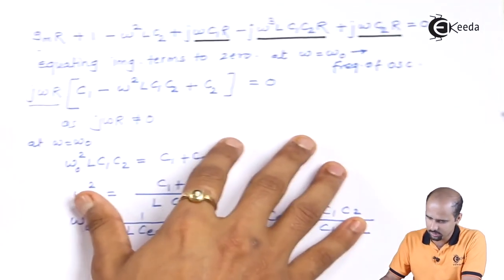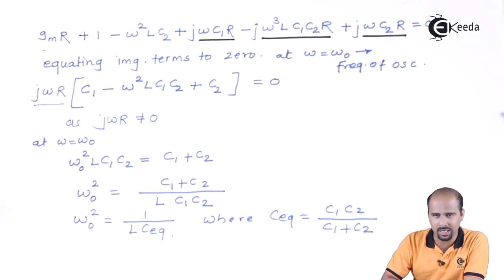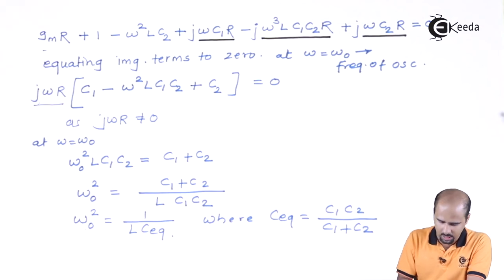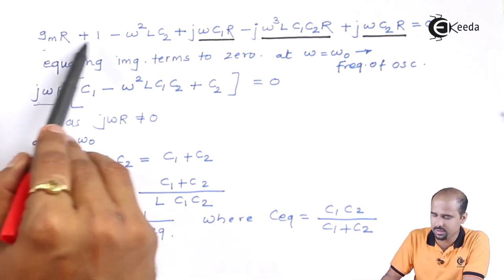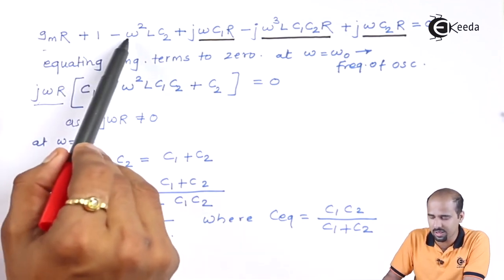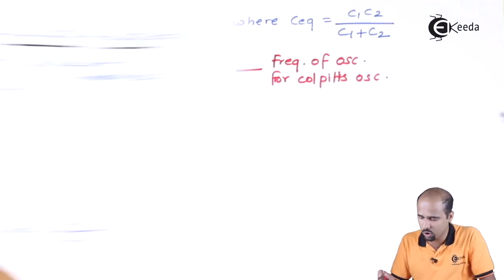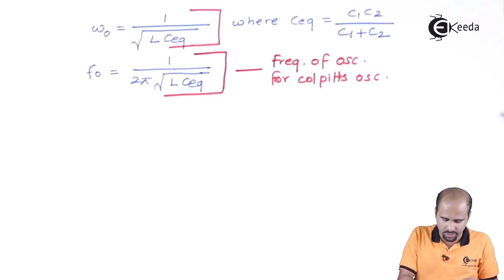Let's move towards the next finding, that is how much gain I should require to get that sustained oscillation. As I know that in this complete final equation, I have got real and imaginary part. We have taken the imaginary part first. Let's see how it will work to get the real part equal to 0. Furthermore, we'll put the value of omega square at omega equal to omega 0 that we have got in this particular equation.